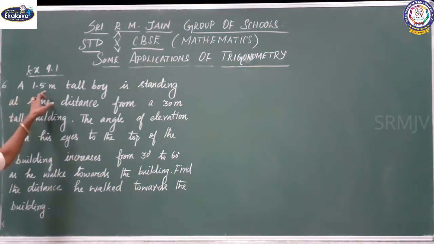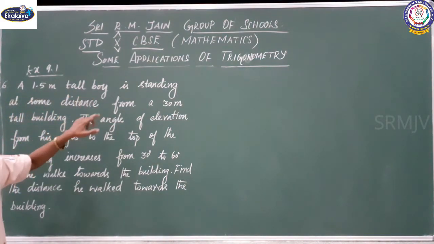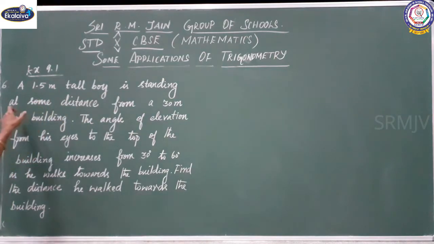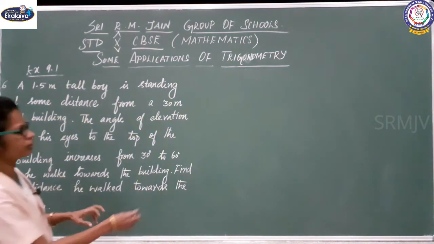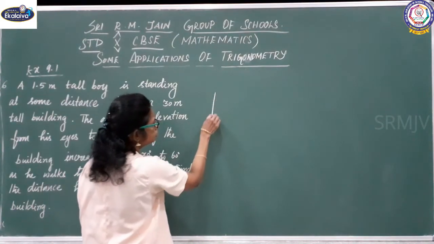Now, question number 6. A 1.5 meter tall boy is standing at some distance from a 30 meter tall building. This is a boy.